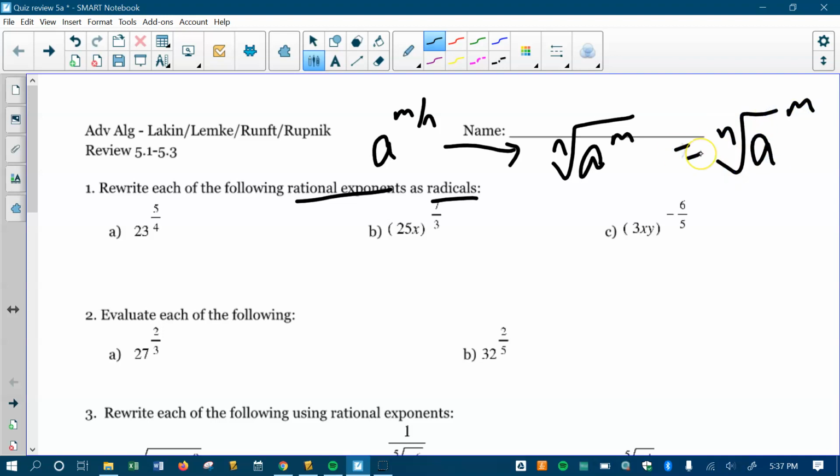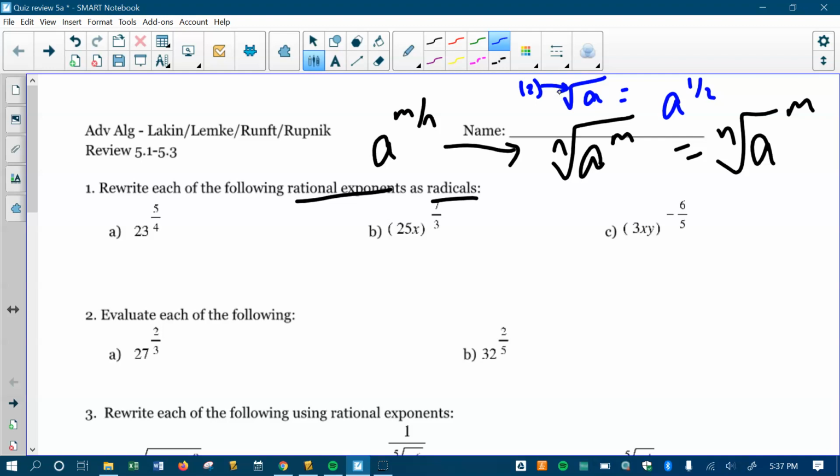That's fine. And one more note that I want to provide for you is that the square root of a number is really a to the 1/2, because there's an invisible 2 right there called the index. Okay, so those are some little things that I wanted to bring up before we start.